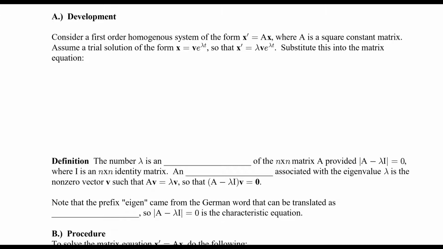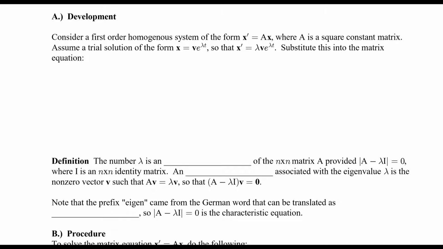Now, if you'll remember, for a single differential equation, we made the assumption of the solution e to the rt, and we plugged it into the differential equation, and we were able to derive our characteristic equation in r, and the nature of those roots indicated the form of our solution. So this is essentially what we're doing here, except we're applying it to the entire system at once.